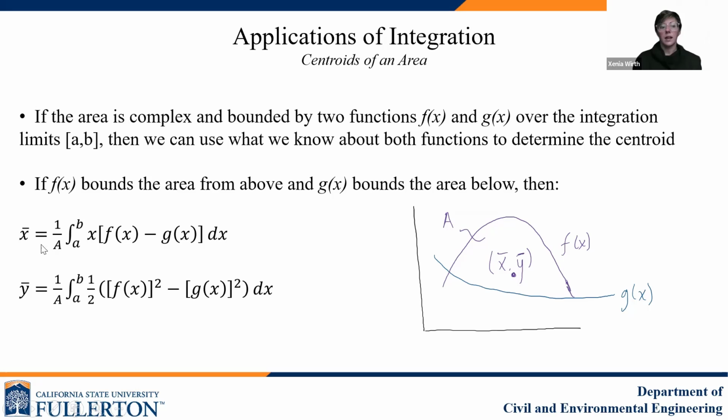To find that centroid, x bar is 1 over A, the integral from a to b. So you still have your integration limits, and these integration limits are defined where these two curves intersect. So a is going to be the left-hand side intersection, and b is the right-hand side. And in this case, x bar, or the x-coordinate of your centroid, is the integral from a to b of x times f of x minus g of x dx. And the y-coordinate of your centroid is, again, 1 over A, integral from a to b of 1/2 f of x squared minus g of x squared dx. So the formula gets a little more complicated if you have two functions involved, but the process is essentially the same.